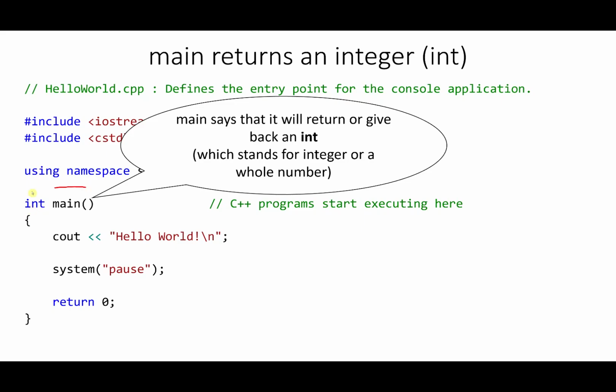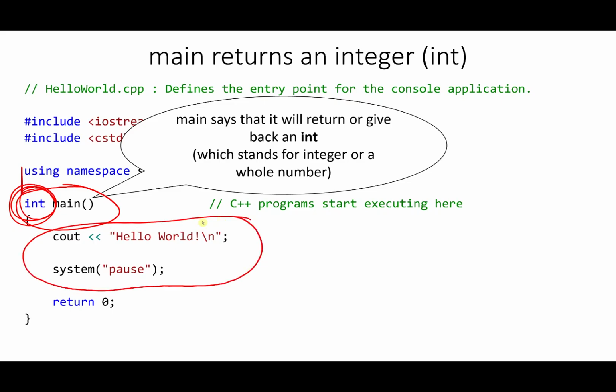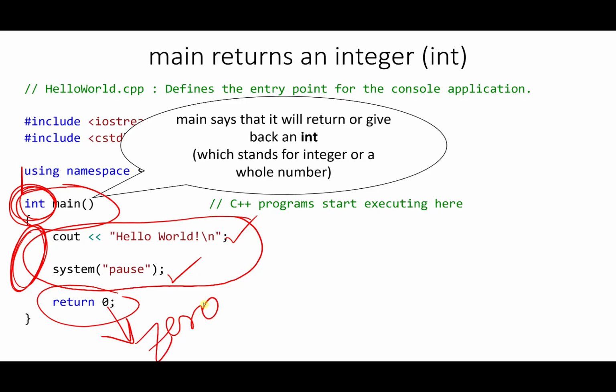So the main function promises, when you declare it, that you're returning an int. What do you mean by that? I'm returning an int, which is going to represent the code returned to the user after I'm done executing everything. So I executed this, I executed this. If I return 0, that means I ended the whole body without any errors, with 0 errors.